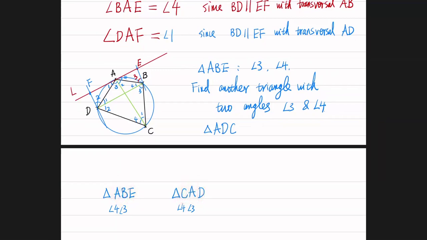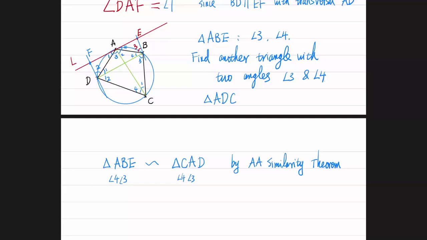Okay, two triangles with a pair of equal angles. What can you say about these two triangles? They're similar. By what theorem? The AA similarity theorem. Okay, that's the first treasure hunt.